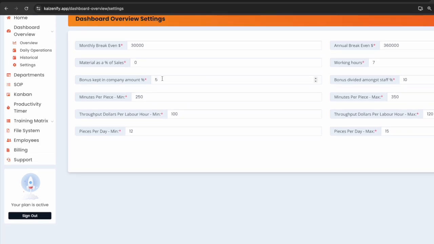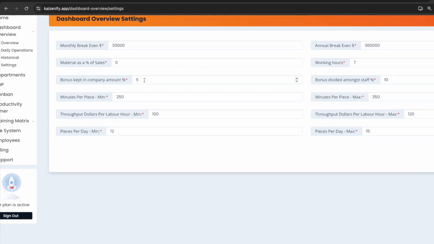So what this means is bonus kept in the company amount by percentage. What I'm saying here is after we surpass our break-even point in the month, I'm going to say 5% above that line is kept in the company. It's not available for a bonus. Then I'm saying after I exceed this 5%, the amount of bonus that I'm willing to share amongst the staff, I put in here 10%. These are optional fields for you to key in. If you don't want a bonus, then you're going to leave those as 0. However, it's configurable depending on what your setup is in your company for any level of profit sharing.